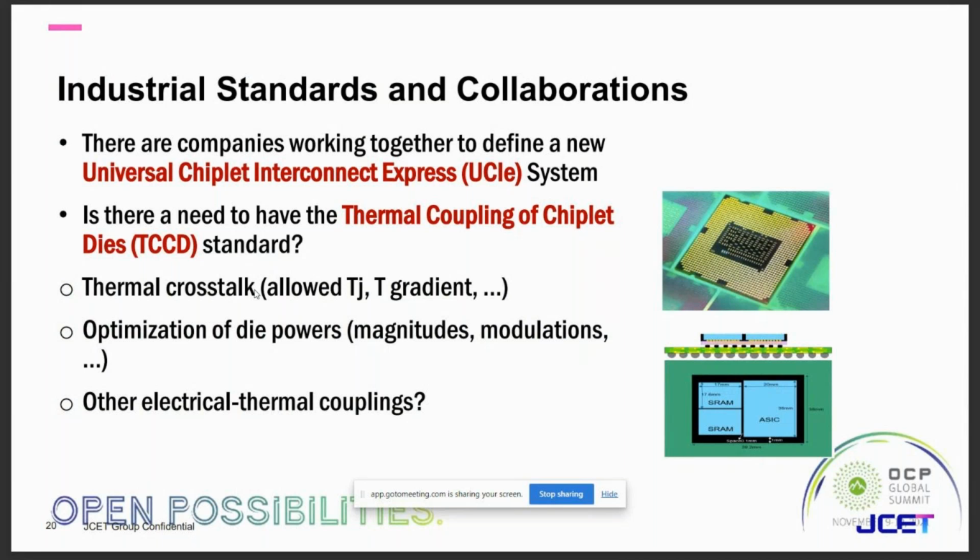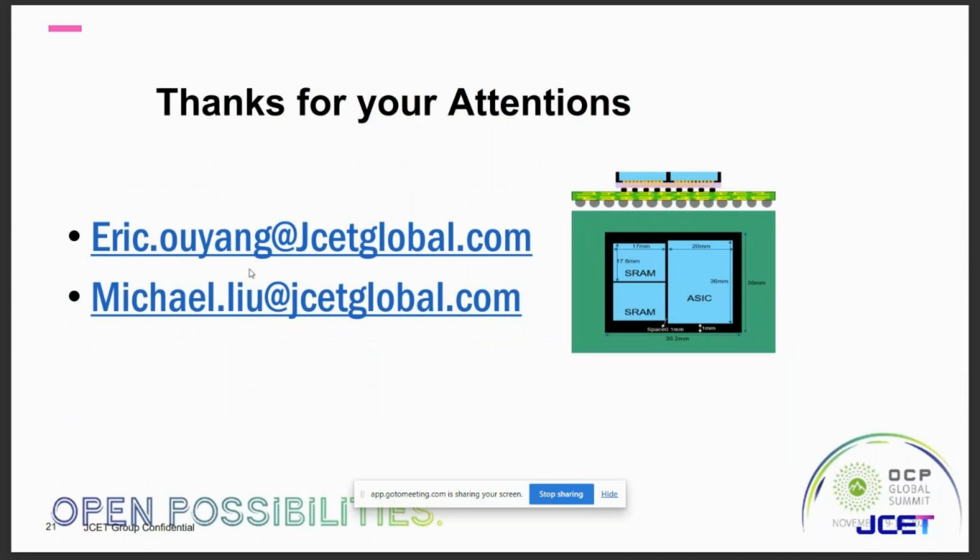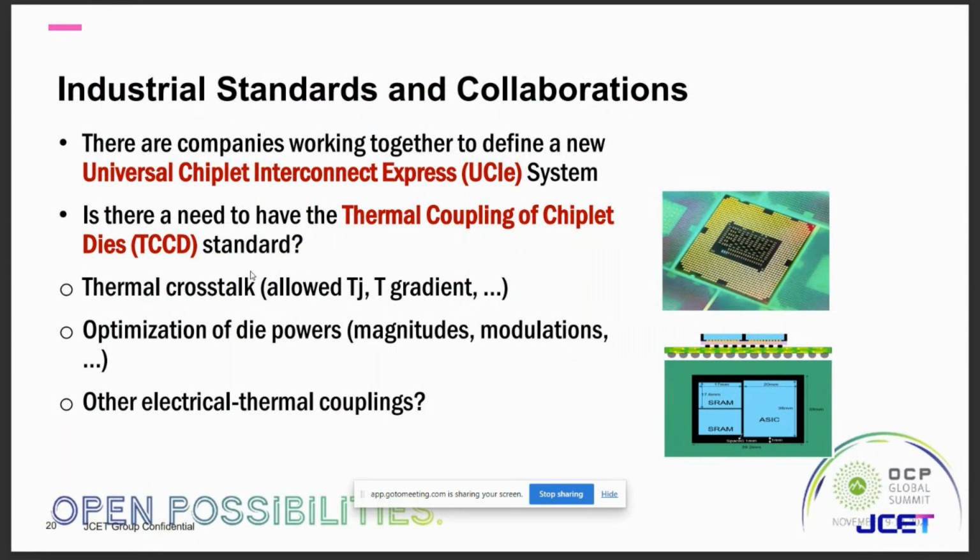There are lots of things we can do. For example, we can determine the measured allowed junction temperature, the temperature gradient, a lot of things. I just listed two here. If the companies can work together, I think maybe we can figure out a way to optimize the die power of chiplets, and also a lot of the thermal electrical couplings.